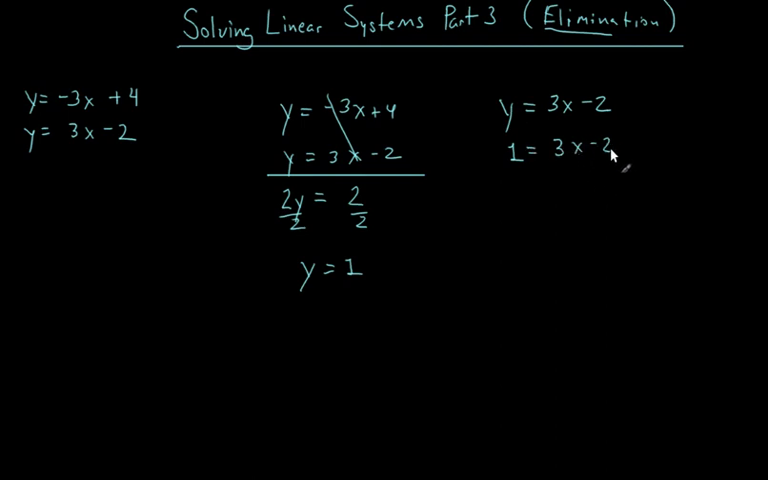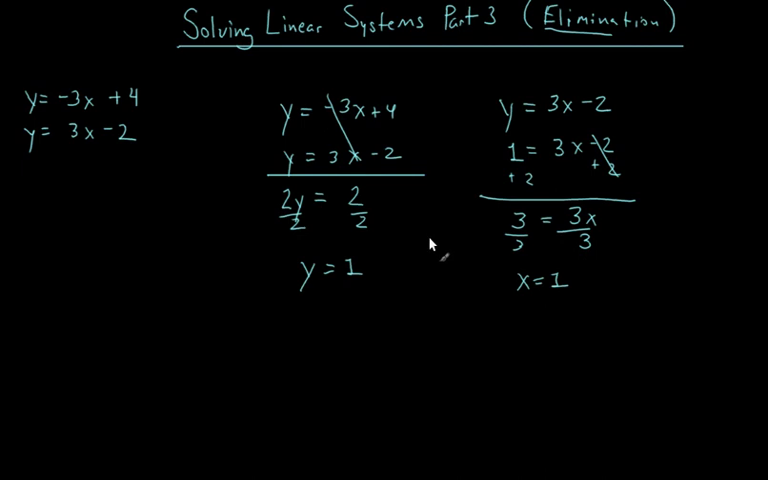We need to get rid of this 2. We need to bring it to the other side, so I'm going to add 2 to both sides. These are going to cancel out, and this is going to become 3. We have 3 equals 3x. We're going to get rid of that 3, so divide both sides by 3. We get x equals 1.